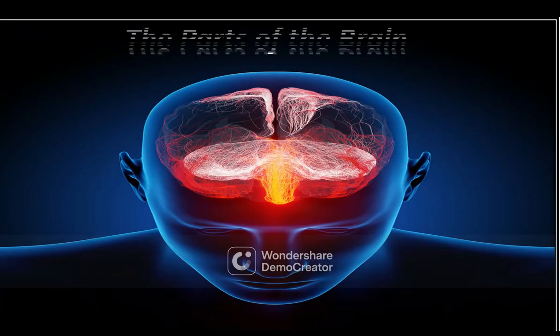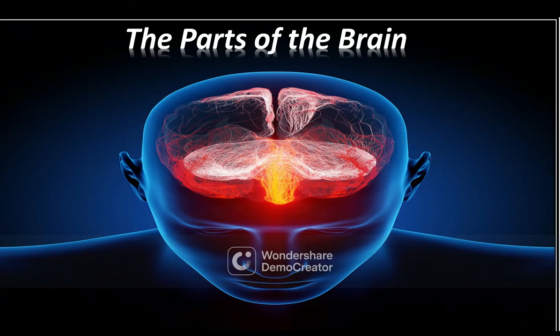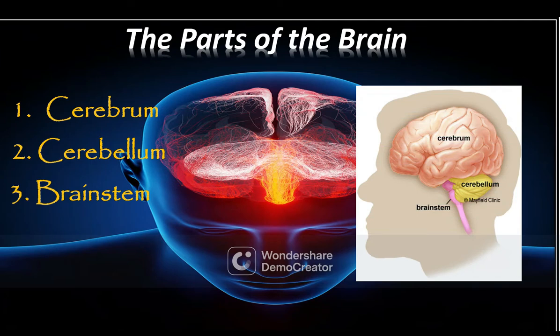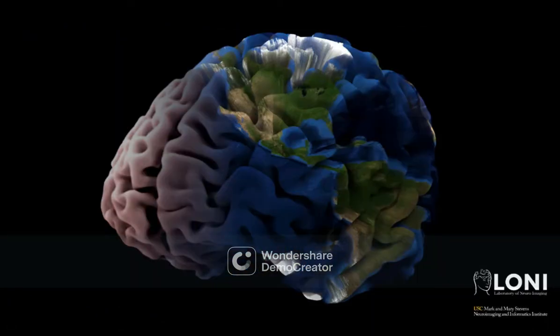Then we got the parts of the brain. There are three main parts of the brain. The first part is cerebrum, cerebellum, and the brainstem. First of all, let's talk about cerebrum.